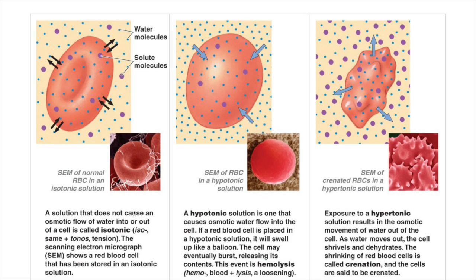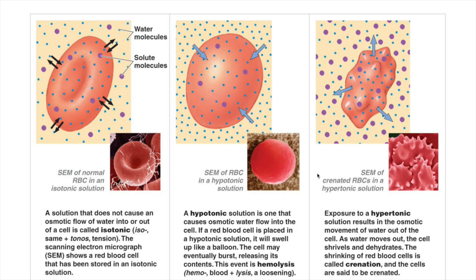A solution with a lower concentration, so that would cause net movement of water into the cell, is known as hypotonic. And the problem with that is water would enter the cell and it would swell up and eventually it would burst. And if it bursts, it can't do its job anymore.